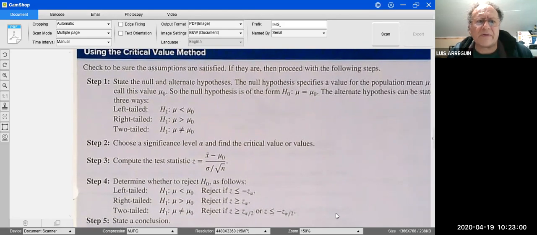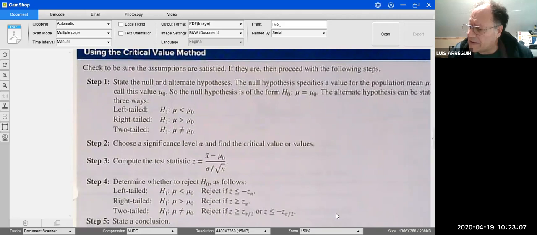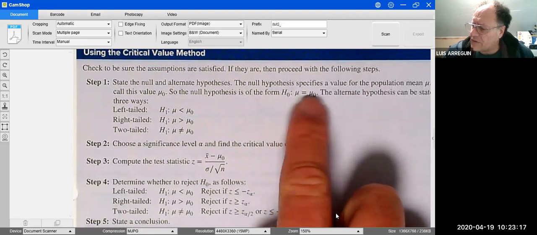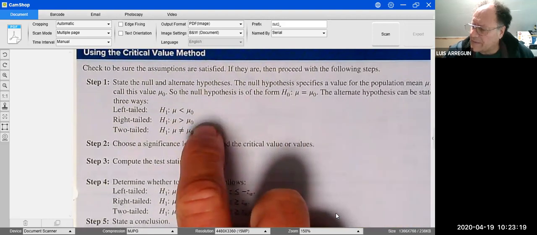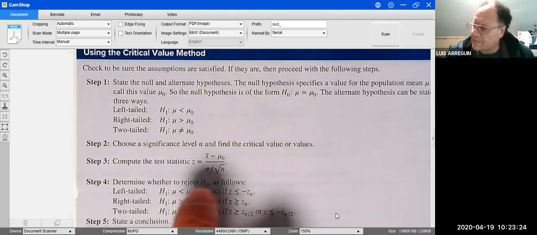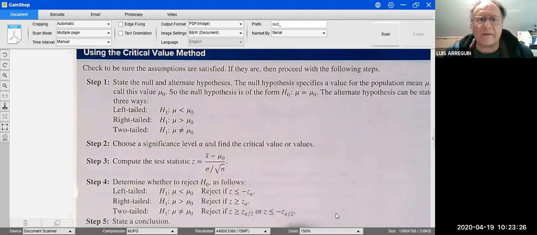The first step is just writing your claim, your null, and your alternative hypothesis by using either inequalities or the equation for the null. So you always have an equation for the null and the alternative by using an inequality. Depending on this, remember, you're going to be able to identify the type of test that you're going to perform.